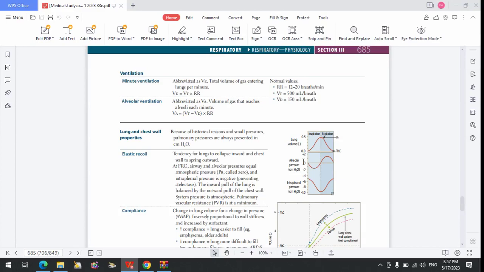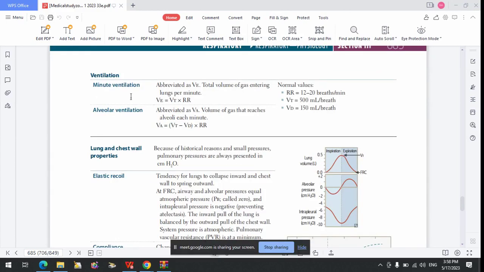Okay, so yesterday we stopped at the ventilation. The minute ventilation is just talking about the total volume of gas that enters a lung per minute, while the alveolar ventilation talks about the total volume of gas that enters the alveoli per minute. So that volume of gas that enters the alveoli is one that is actually undergoing gaseous exchange, while the one that is incorporated in the minute ventilation includes the one that is in the anatomic dead space and the one that is also getting to the alveoli for gaseous exchange.